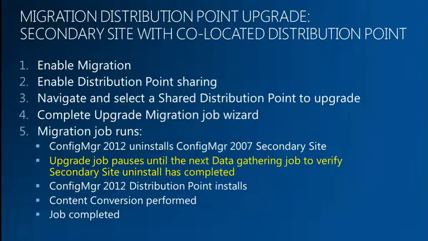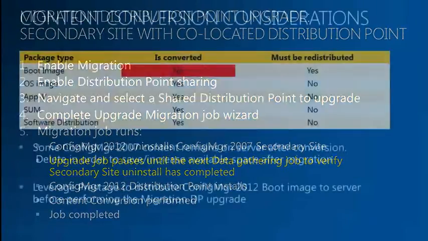So when you're upgrading your secondary sites with co-located DPs, just keep in mind that the process is going to halt and basically pause until the next data gathering job. If you want to look at the status of that secondary site uninstall, you need to go to your Config Manager 2007 logs. But after it recognizes that the secondary site has been removed, we'll move forward with the 2012 distribution point install, then the content conversion, and then the job is completed. So overall, that's end-to-end how that process works.